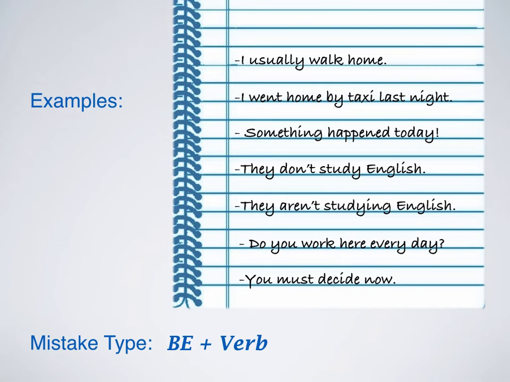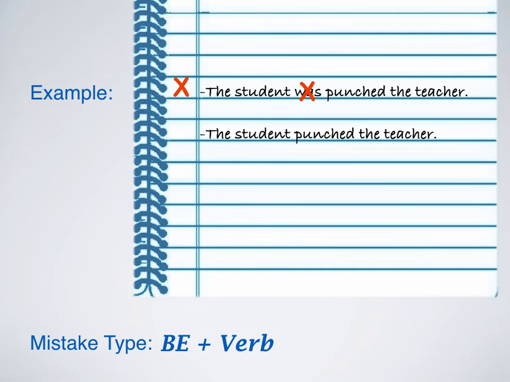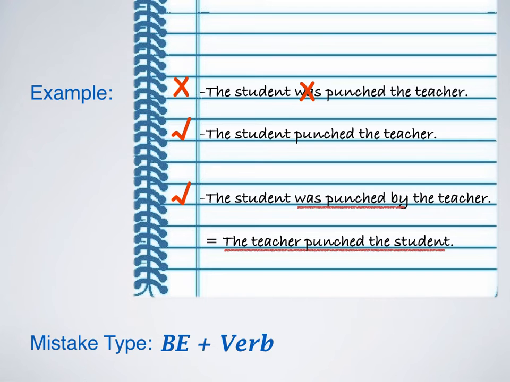Well, there's one more mistake which can be very serious. Look at this. It's wrong. And it could be the same kind of mistake, be plus verb. Here's the correct form. The student punched the teacher. But what if the writer wanted to write this? The student was punched by the teacher. The grammar is okay, but now the meaning has become the opposite, and that's a very serious mistake.